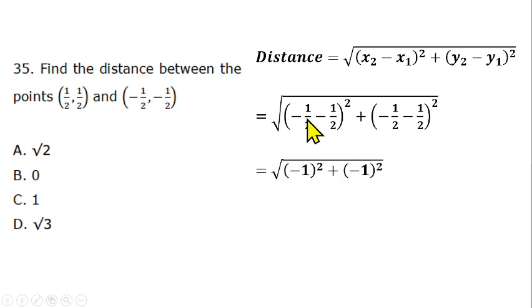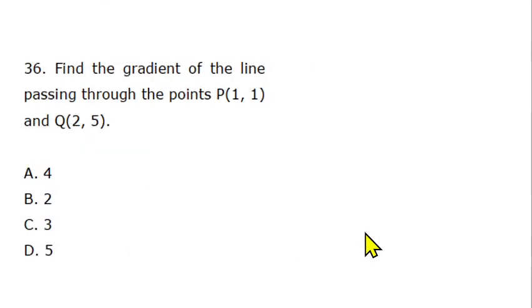So if you simplify that, minus half minus half gives us minus 1. Then you have minus 1 squared plus minus 1 squared as well. Minus 1 squared gives us 1, plus minus 1 squared also gives us 1. So 1 plus 1 gives us 2. So we have the square root of 2 as the answer for the distance between this point and this point. Option A is the correct option for question number 35.